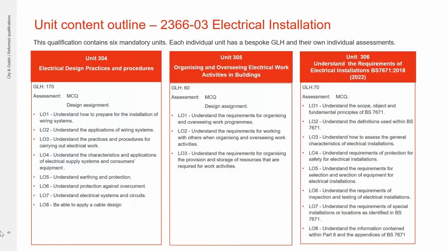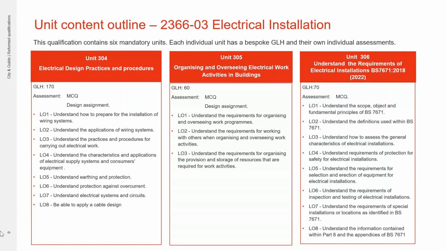Unit 304, this is electrical design practices and procedures, 170 guided learning hours, assessment covered by multiple choice questioning and a design assignment. Unit 305, organising and overseeing electrical work activities in buildings. Again, guided learning hours of 60 hours, assessment multiple choice questioning with design assignment.